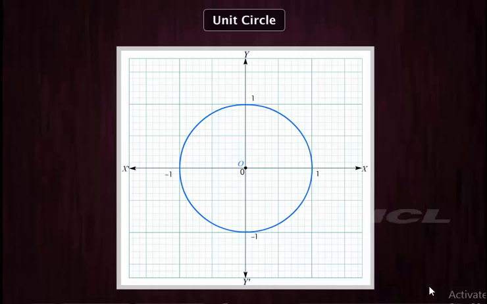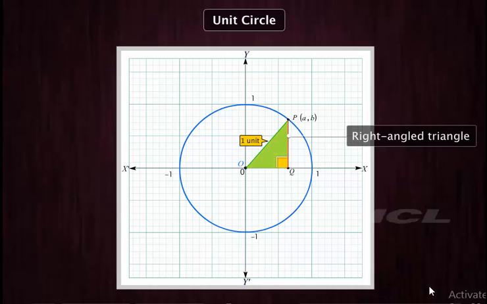Let's consider a unit circle whose center lies at the origin called O. Let's take a point P on the unit circle. Let the coordinates of the point P be (a, b). Segment OP is the radius of the circle, which is 1 unit. Draw a perpendicular from point P to the x-axis. We can see a right-angled triangle OPQ formed here. Let's say the angle POQ is theta, the length OQ equals a units, and the length PQ equals b units.